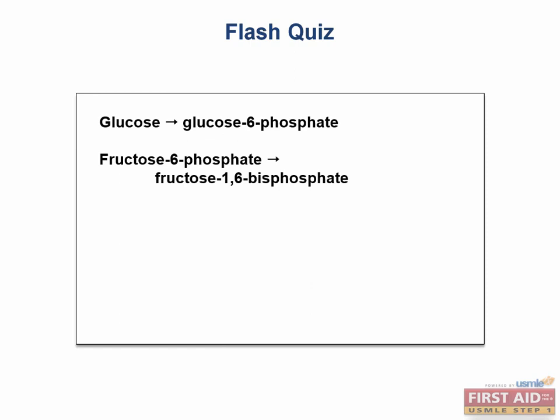It's like investing on Wall Street. You need to initially invest some money, or 2 ATP, before you get any return on your investment, or 4 ATP, and some NADH and hydrogen ion.